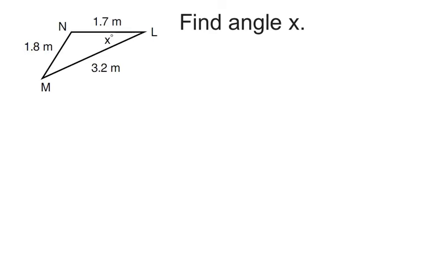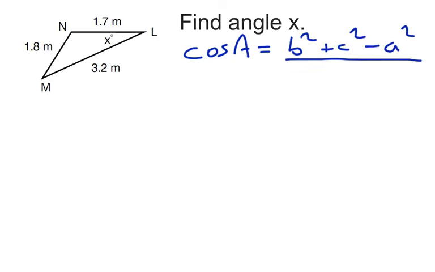In this video we're going to use the cosine rule to find the missing angle x. So to use the cosine rule, first of all we need to remember the cosine rule, and we need to use the form where we are going to find an angle. So this form is cos of angle A equals b squared plus c squared minus a squared all over 2bc.